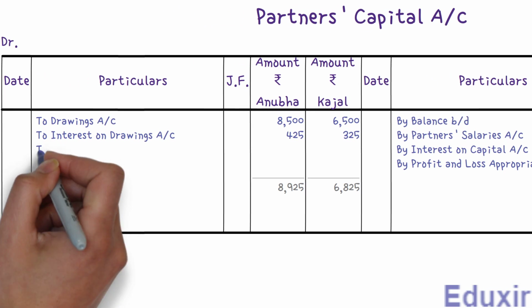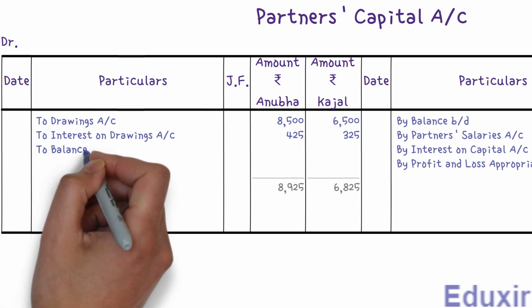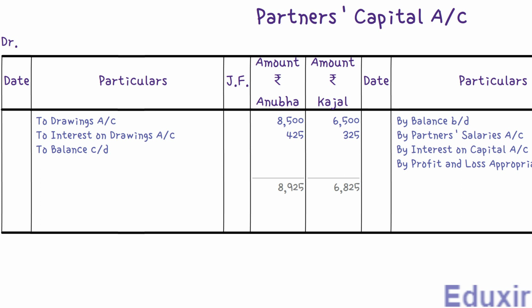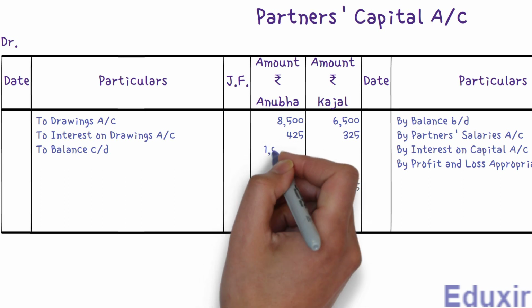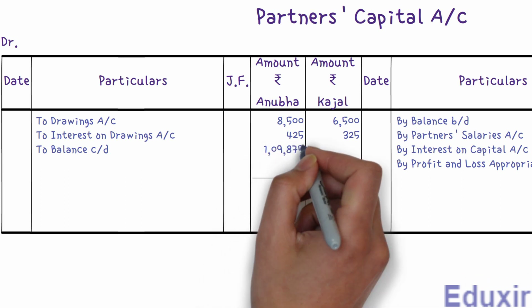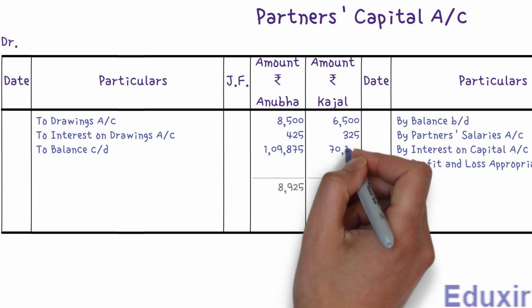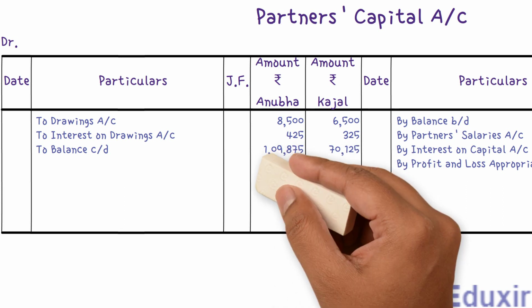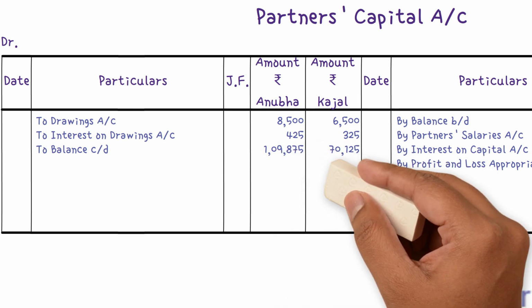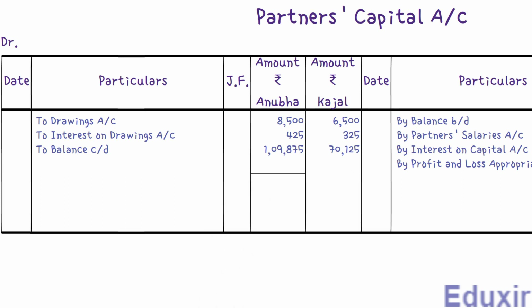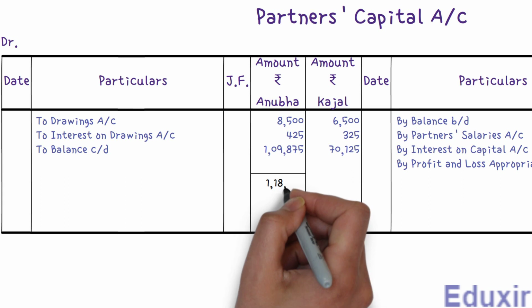Let's first write to balance carried down into the particulars column on the debit side. Let's then write the credit balance amount of 1,09,875 rupees for the partner Anubha into the amount column on the debit side. Let's then write the credit balance amount of 70,125 rupees for the partner Kajal into the amount column on the debit side. Now the total on the debit side of the partner's capital account for the partner Anubha is 1,18,800 rupees.